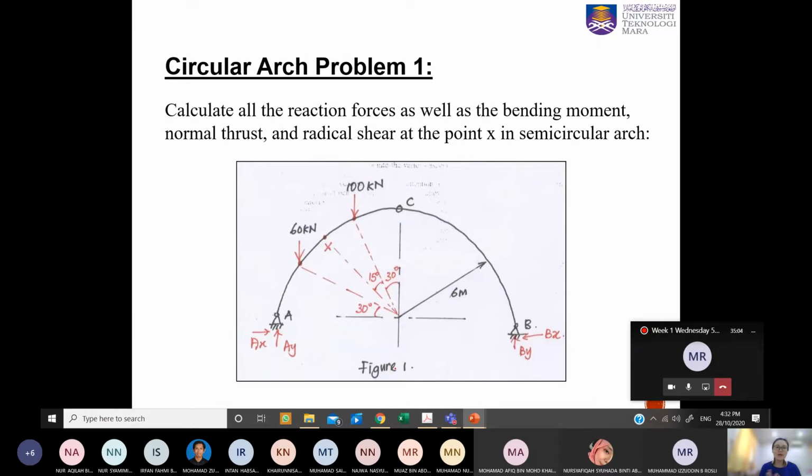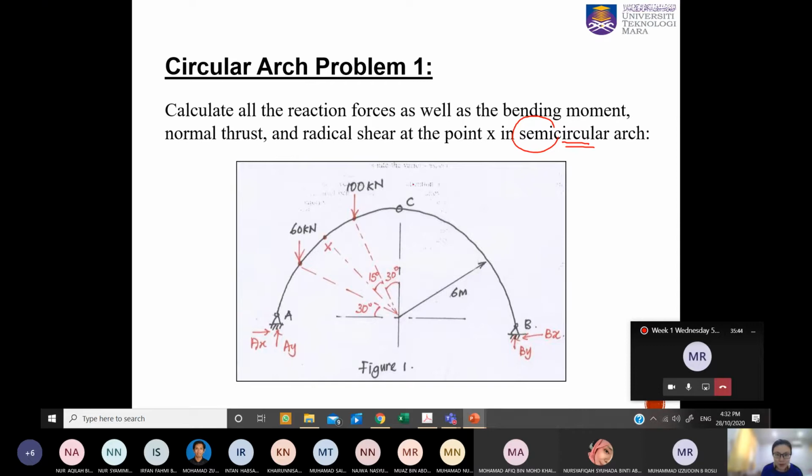Now I would like to show you how to determine the bending equation, or calculate all the support reactions, and also calculate all the internal forces like bending moment, normal thrust, and radial shear at this point X in this semicircular arch. It is being given to you here. It is one type of circular arch and it is semi. Let's have a look at the system.